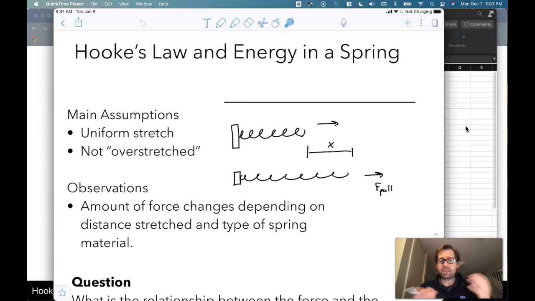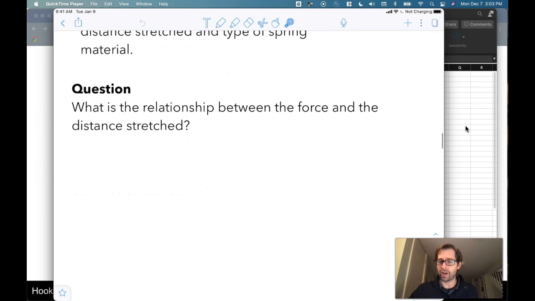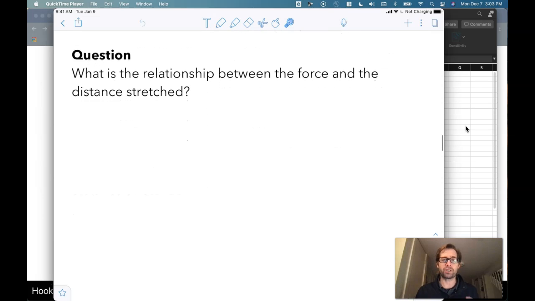Now we see springs all over the place, right? Anywhere from a spring door or a garage door or even wind-up toys, they're all going to be explained with some of these cases as long as we follow those assumptions that it's a uniform stretch and it's not overstretched. So what we're going to take a look at is trying to find a relationship between the force that's applied and the distance that is stretched.